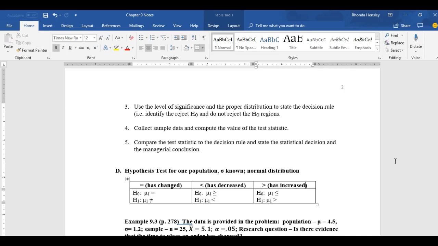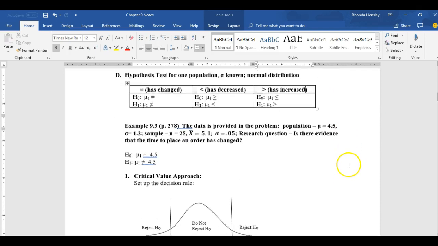No manager wants to be told that you should reject the null hypothesis. Their eyes glaze over and they want an explanation. They want somebody to tell them the car seats you were producing are defective or they're not defective. So do not just state the statistical decision, but state the managerial conclusion.